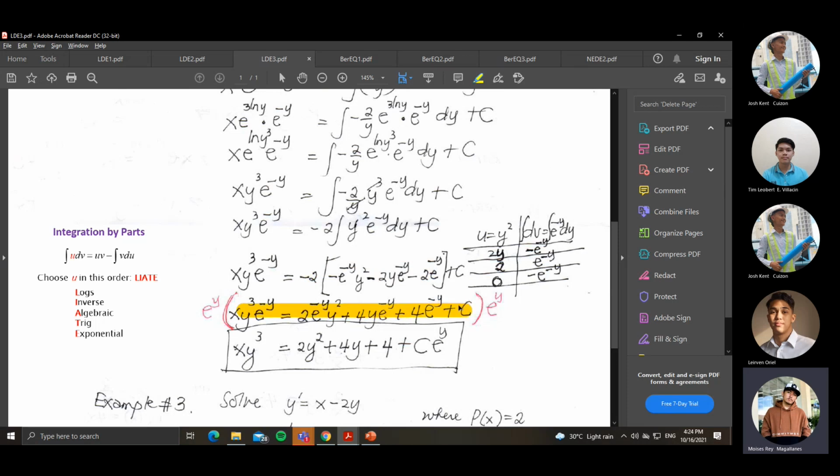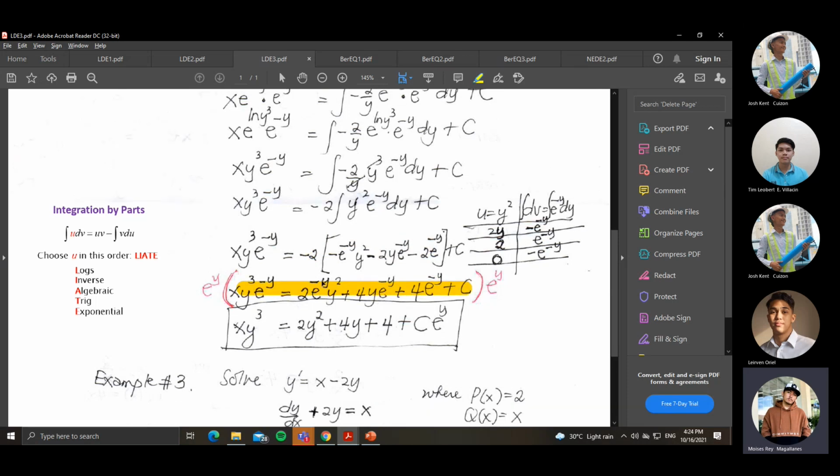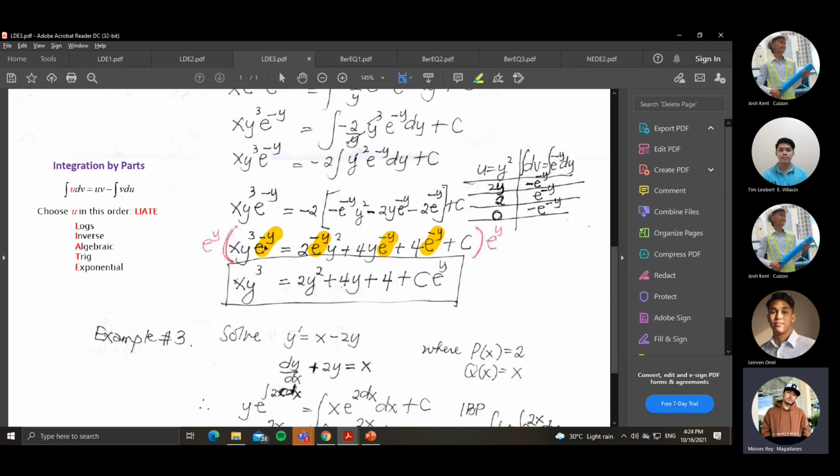So we have our answer, but as you notice, there is a common factor in each term, so it is not yet the simplest form. We can still extract something. We extract e raised to the power of negative y, so we multiply that with e raised to the power of y. Multiplying cancels the e raised to the power of negative y, leaving xy cubed equals 2y squared plus 4y plus 4 plus c e raised to the power of y.